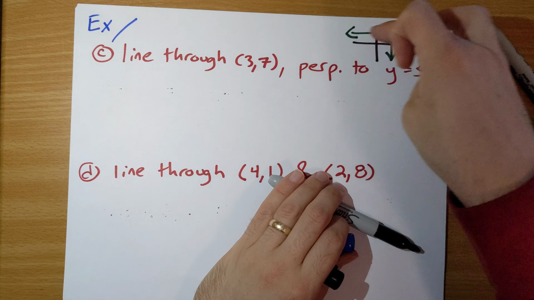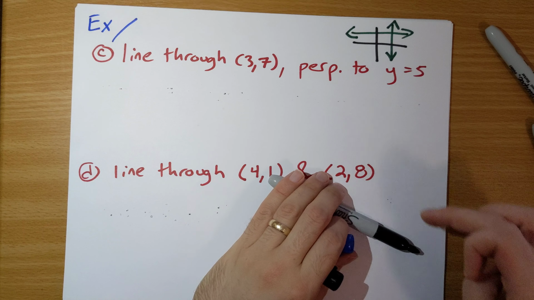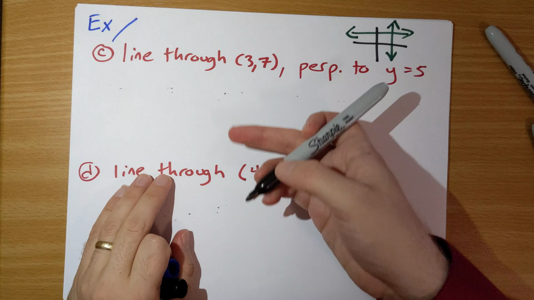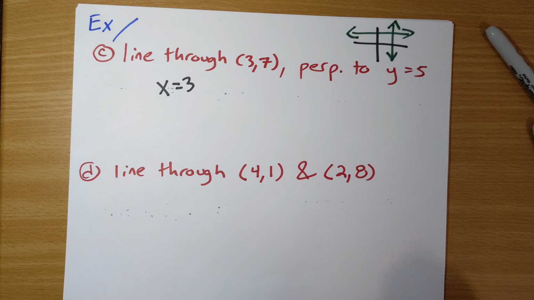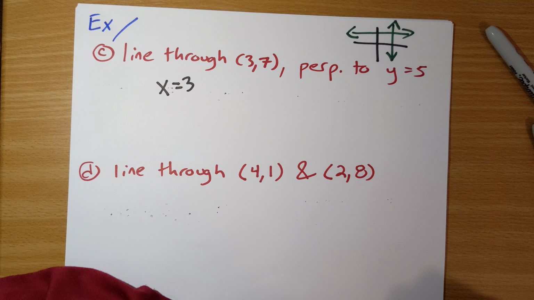So this line is y is equal to something. A vertical line is x is equal to something. What is the x value here? What's a vertical line through the point (3, 7)? It's x is equal to 3.